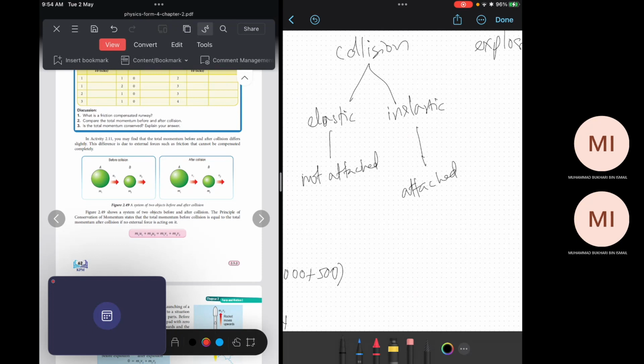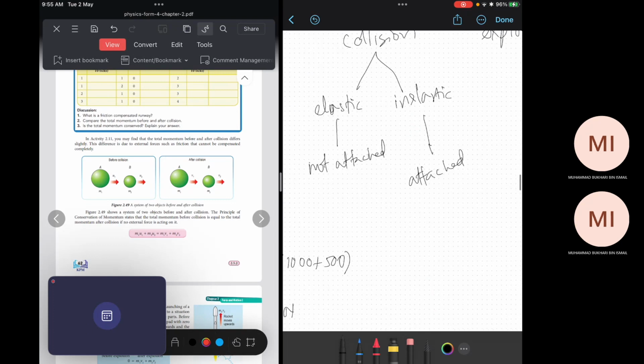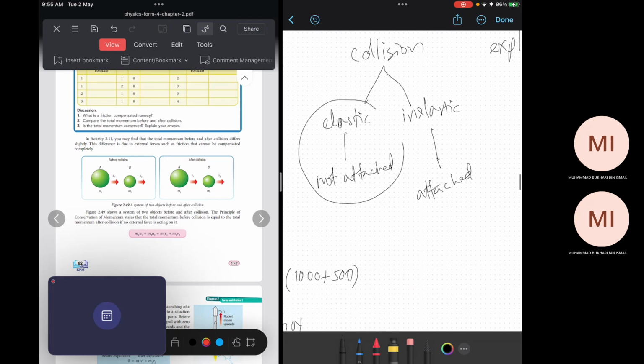Apa maksud attached? Melekat atau bersambung lah. Maknanya inelastic, kalau elastic dia lepas melanggar dia terpisah. Kalau inelastic lepas melanggar dia move together. Dan ada lagi satu explosion lah. Okay, kita pergi yang first kali, elastic. Kita pergi yang ni dulu kan. We go to this one first.